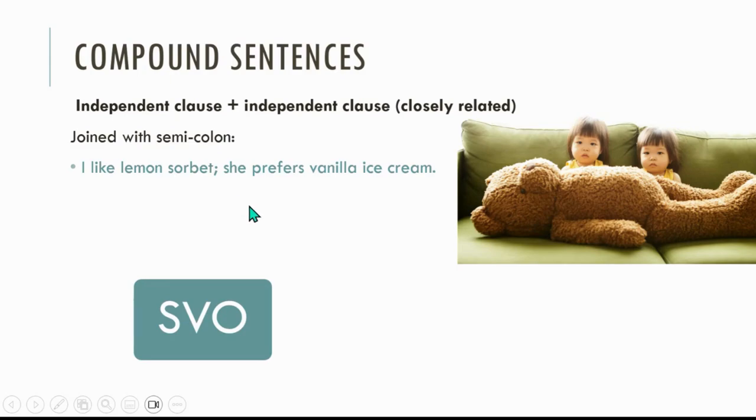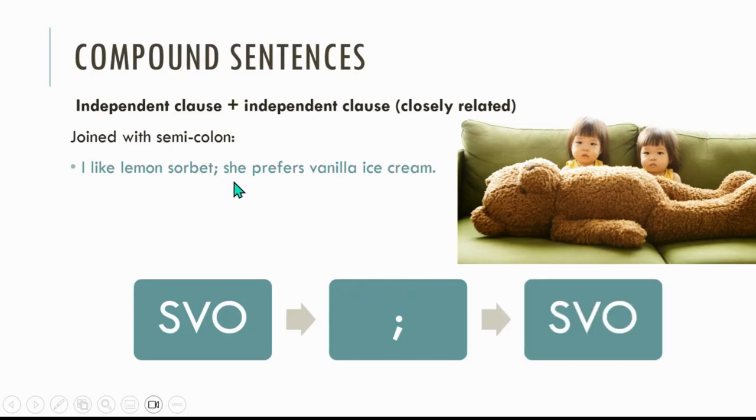So let's break this down. The compound sentence is SVO, I like lemon sorbet, semicolon, SVO, she prefers vanilla ice cream. I is the subject, like is the verb, lemon sorbet is the object, semicolon, she is the subject, prefers is the verb, vanilla ice cream is the object. And of course, there's that period at the end.